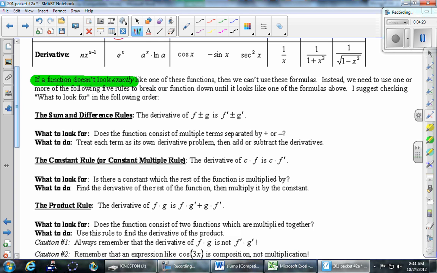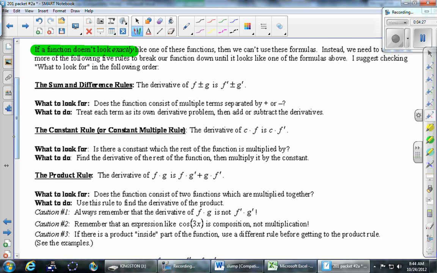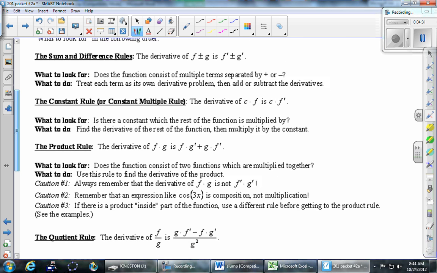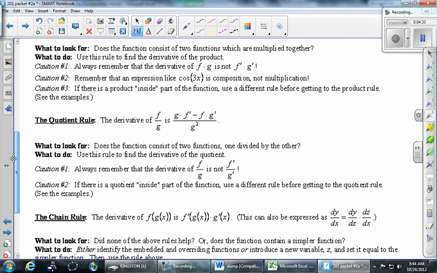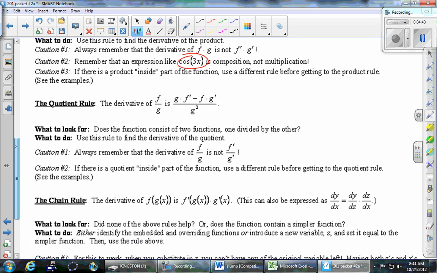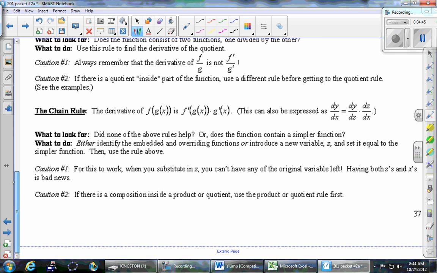You can just separate them and find two different derivatives and add up the derivative answers. Tells you what to look for, tells you what to do. Constant multiples, we've seen them a million times. Product rule, quotient rule. There are some cautions here. Something like cosine of 3x is not a product rule. It looks like multiplication, but we know it's not. That's a composition. Quotient rule, and then finally the mother of all derivative rules down here is the chain rule.